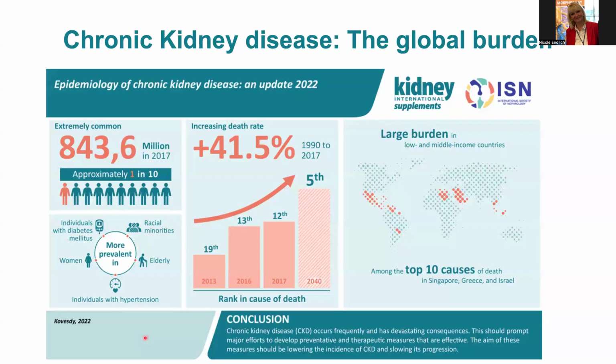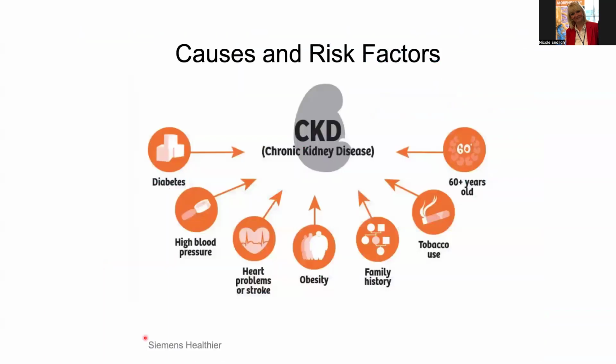Now, as you know very well, chronic kidney disease is a global burden. More than 10% of the people worldwide are affected by this disease. There's also an increasing death rate, and it is expected in the year 2040 that it's on position 5 of the mortality rates. Causes and risk factors are different. It could be diabetes, high blood pressure, obesity. You can have a genetic background, which is responsible for the disease, circulating factors, as well as the age.